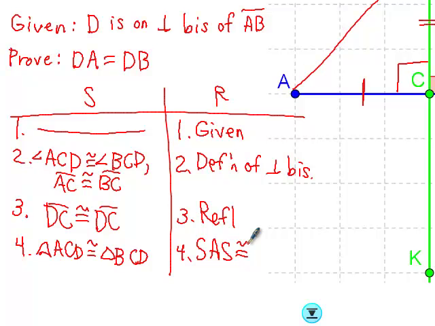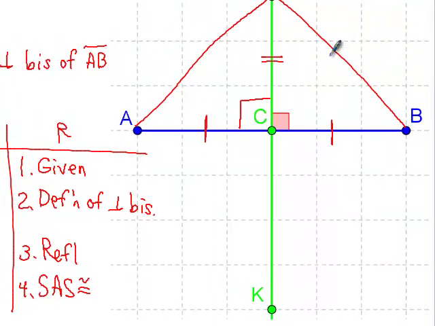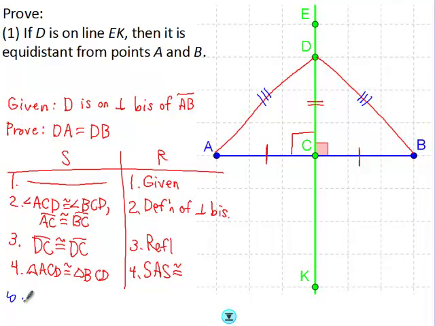Okay, and then since we know that these two triangles are congruent to each other, we know that all their corresponding parts are congruent. So that includes the third side of these triangles. I know that segment DA is congruent to segment DB. How do I know that? Because they're corresponding parts. And I know that corresponding parts of congruent triangles are congruent. So we pretty much proved that part of the theorem, the first half.